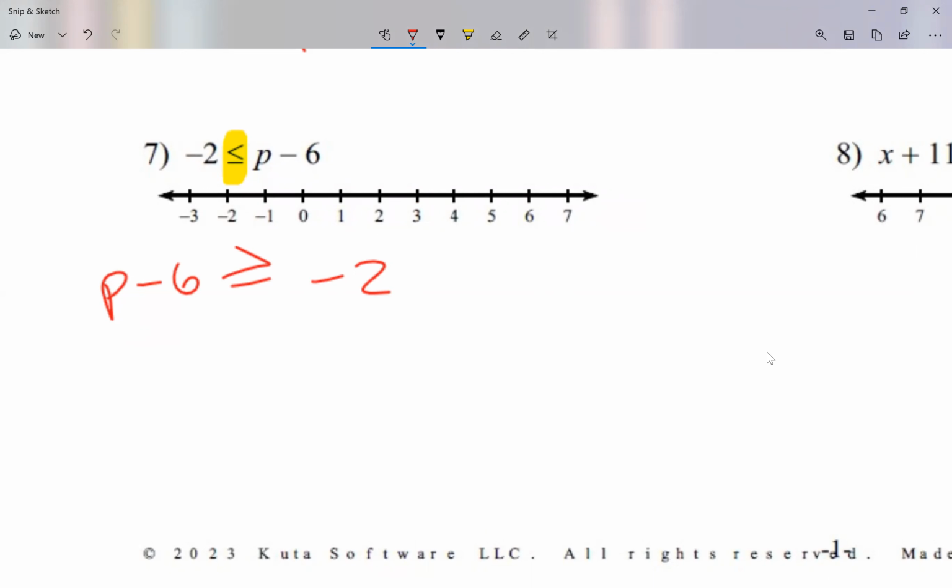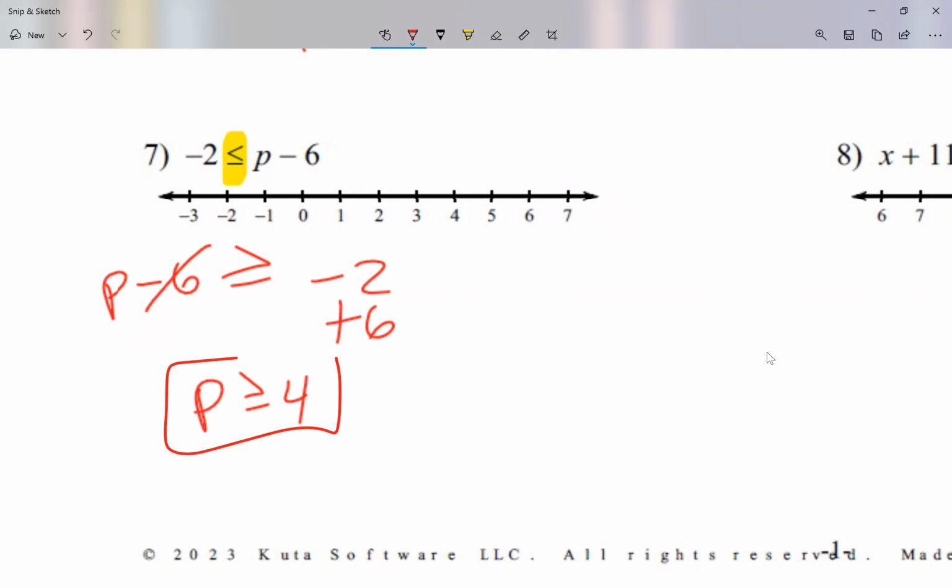Okay. To get rid of the -6, I'm going to move it to the other side as a +6. So I have P is greater or equal to 4. If I'm asked to solve, that's it. Now the inequality sign, how are we going to type that? The less than or greater than by themselves were easy. It's right there at the bottom on the right by M.